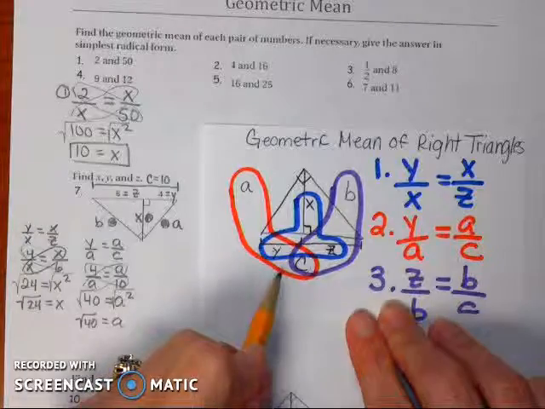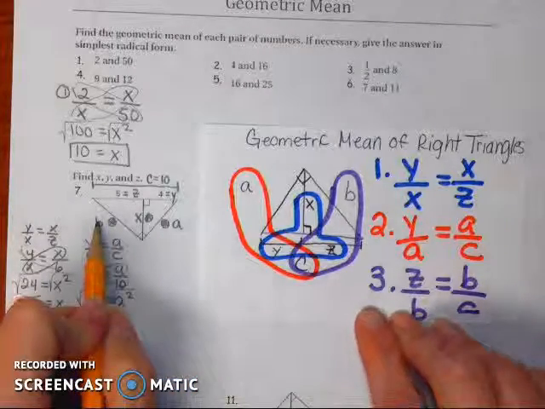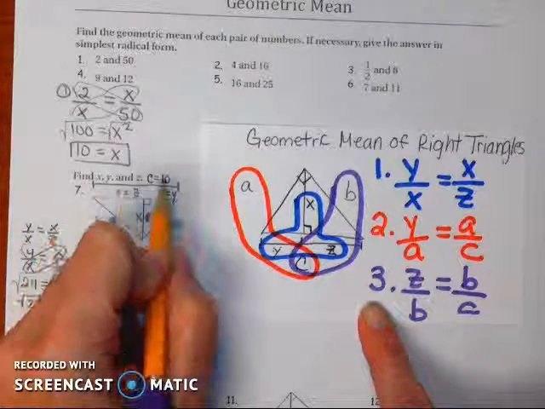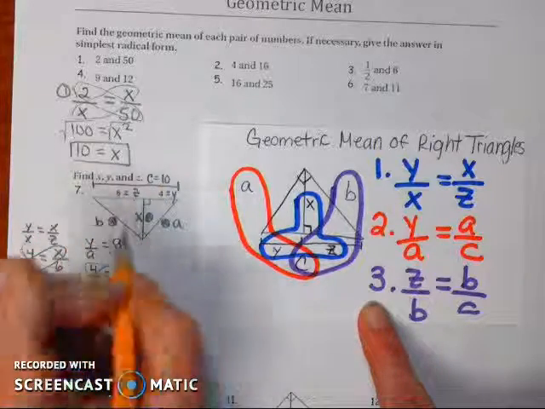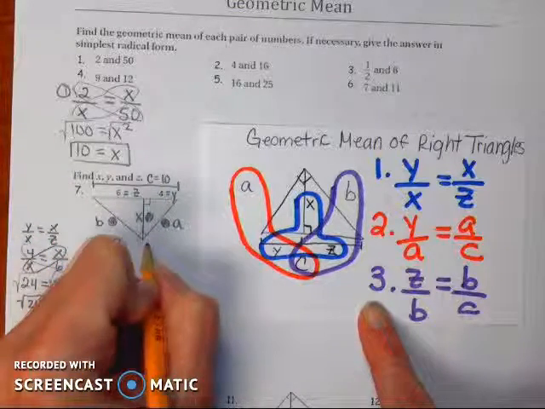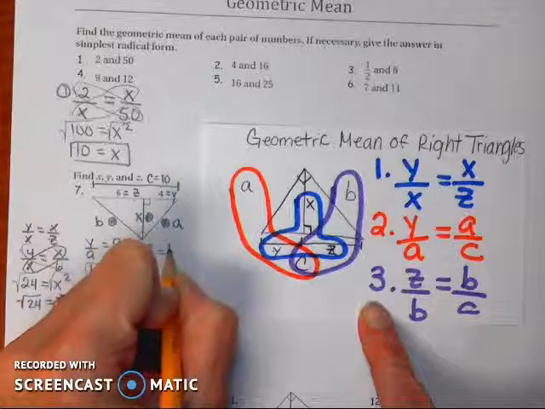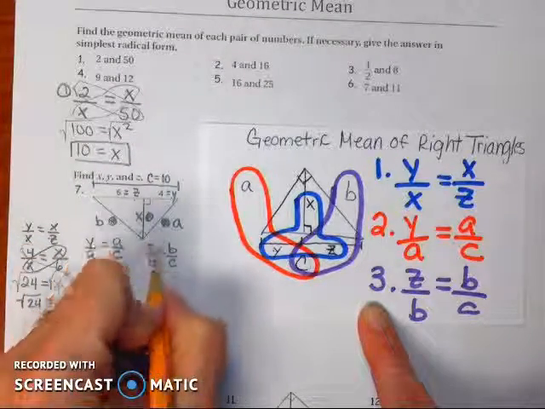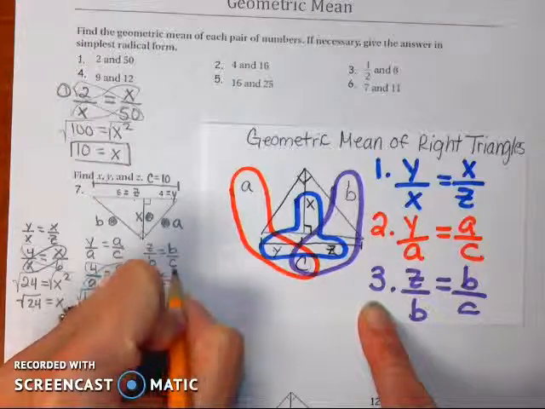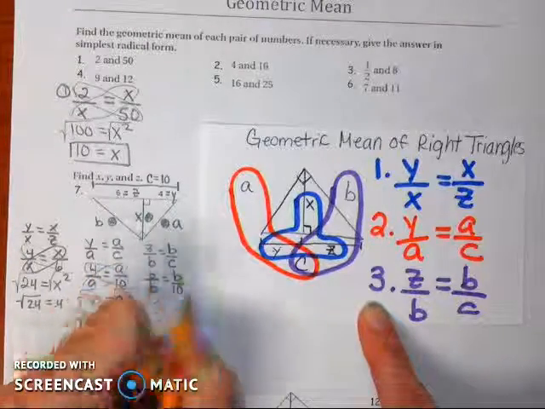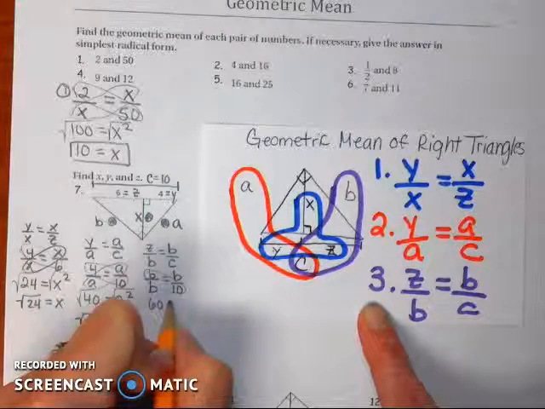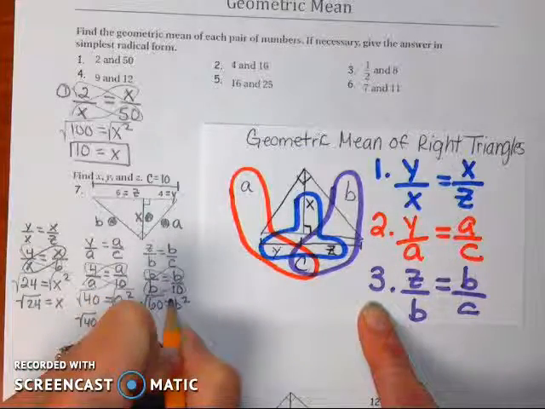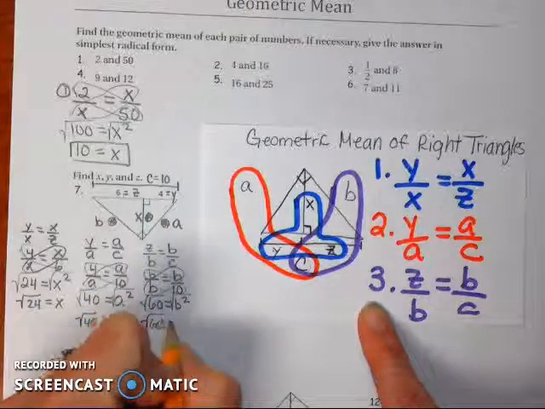Okay, so the next one I need to find is b, and that's equation number 3. So I have to have z, which I do, and c, which I do, and I can set up that proportion. So z is over b equals b over c, that's correct. And that gives me 6 over b equals b over 10. And I'm going to cross multiply. I get 60 equals, cross multiply the other direction, b squared. Take the square root, and square root of 60 is equal to b.